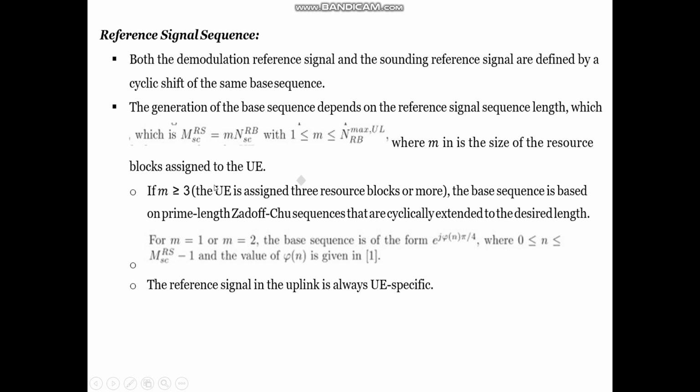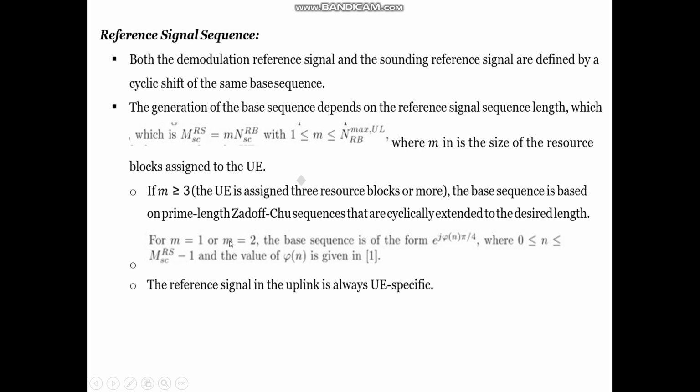Here, depending on m, we can have two conditions. One is if m is greater than or equal to 3, that is, the user equipment is assigned 3 resource blocks or more, the base sequence is based on prime length Zadoff-Chu sequences that are cyclically extended to the desired length. So using Zadoff-Chu sequences, we get the cyclically extended length of this particular base sequence. This is for m greater than or equal to 3.